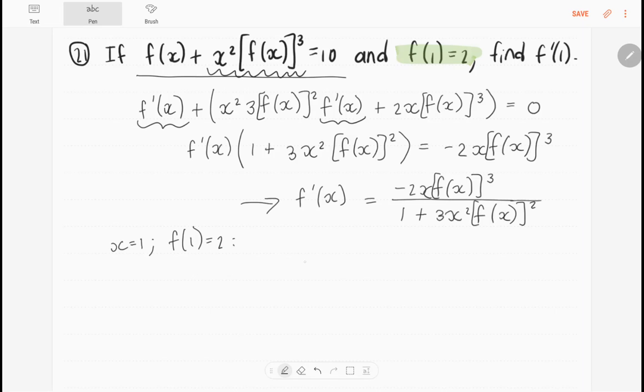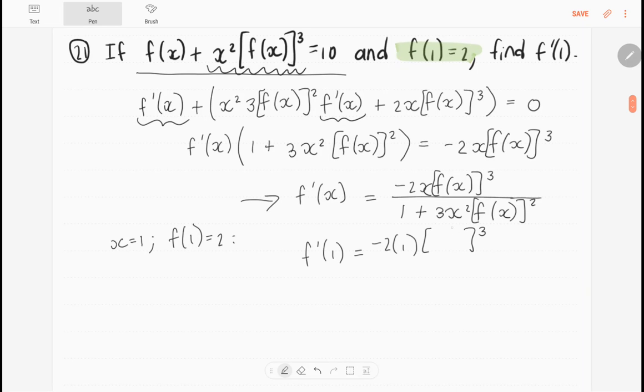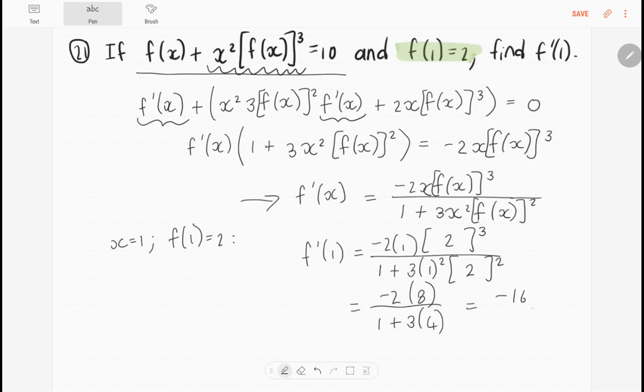So I'm going to have f's derivative at 1 is going to be minus 2 multiplied by 1. Then I have f of 1 cubed, and f of 1 we said is 2. Then I have 1 plus 3 multiplied by 1 squared, and then I have f of 1 squared, f of 1 is 2. So I end up having minus 2 multiplied by 8 over 1 plus 3 multiplied by 4, which gives us minus 16 over 13.